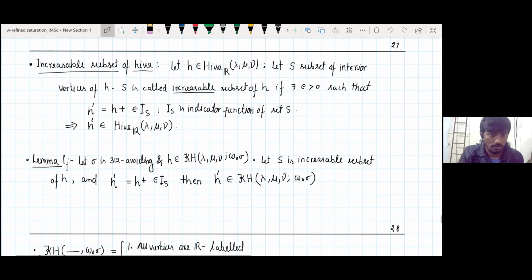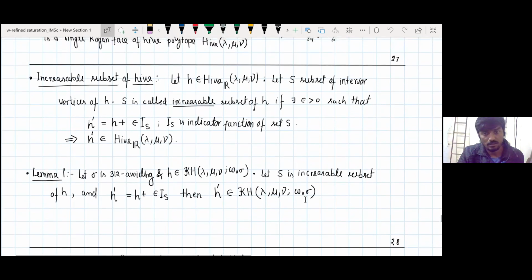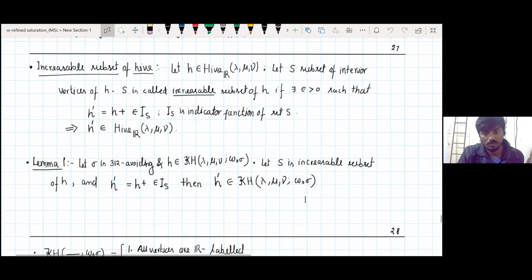So there is a small lemma 1. If sigma is a 312 avoiding permutation and H is a hive in this Knutson-Tao phase, which is a single phase, and I multiply w naught here, then if S is any increasable subset of H, you can associate H dash. If you calculate this H dash, it will also be a hive, but this hive will not go out of this phase. It will also belong to this phase. This is happening because of its particular shape.